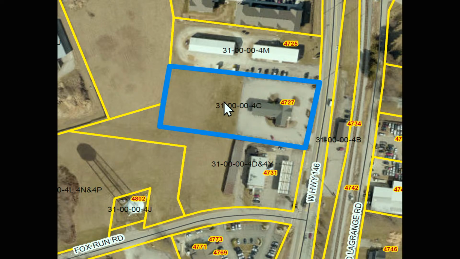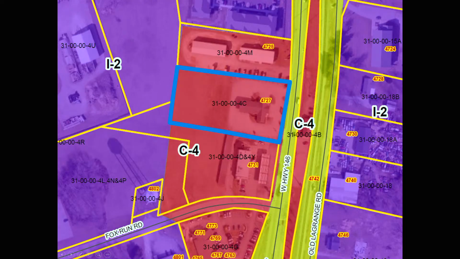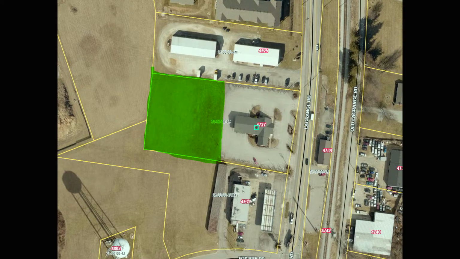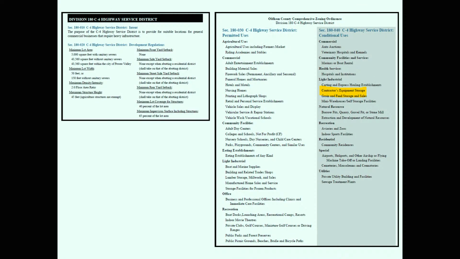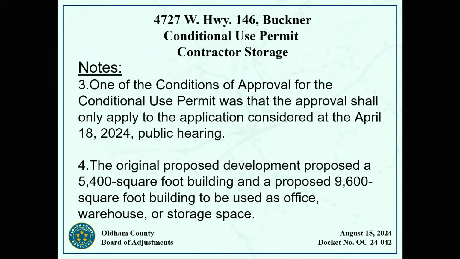Existing bank sits here, and we're going to be looking at the parcel here behind that for these contractor storage buildings. The zoning map showing it is located in C4 commercial zoning. And once again, this is the area of the property that we're looking at for those contractor storage buildings. So the applicant is still proposing those 2 contractor equipment storage buildings on that vacant tract of land behind the existing bank. Once again, property is zoned C4. And that requires them to ask for that conditional use permit for the contractor equipment storage.